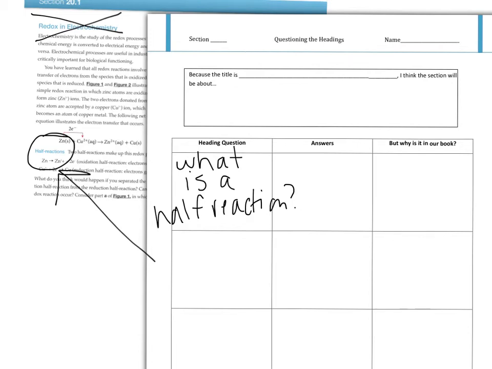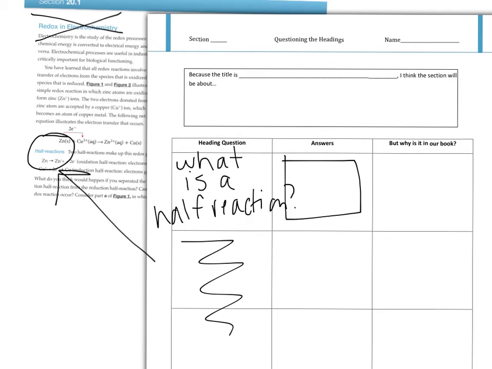Now after I have all those done, so I would have filled all this in too for each heading I have, and the different sections have different numbers of headings, so they're not all going to be the same as far as amount. Then I'm going to go back and read, okay? Now after I read, I'm going to answer the question that I just wrote in the next box. So that portion of the section should have told me what a half reaction is. So now I'm going to put my answer in the box.